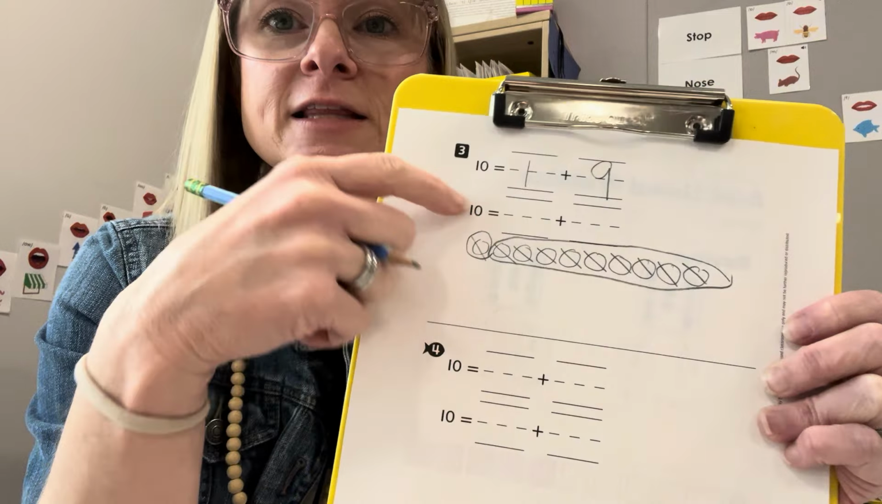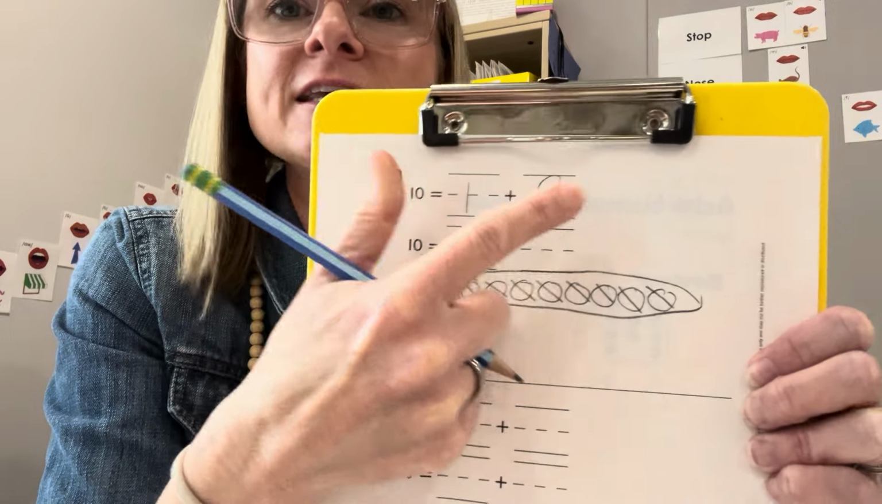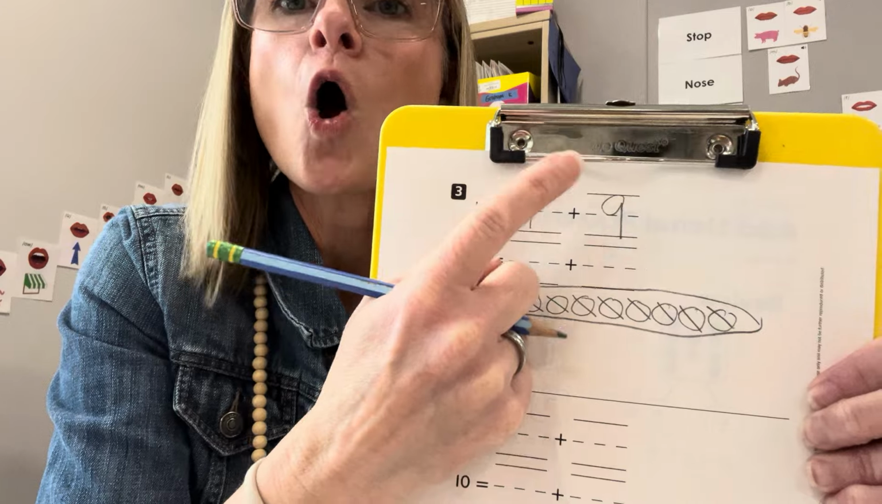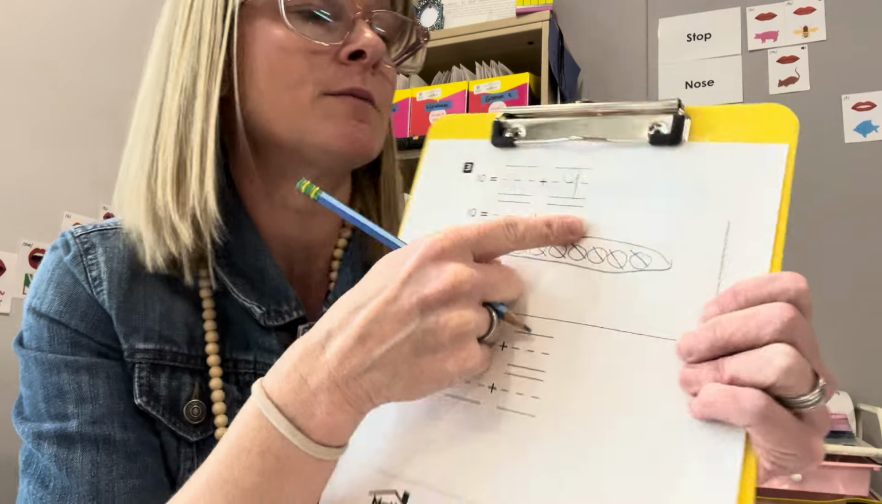All right, let's look at this next one. Now we have to do it again a different way. So what that means is not the same numbers. I should not see a 1 or a 9 in this next equation. We want a different way we can break it apart.